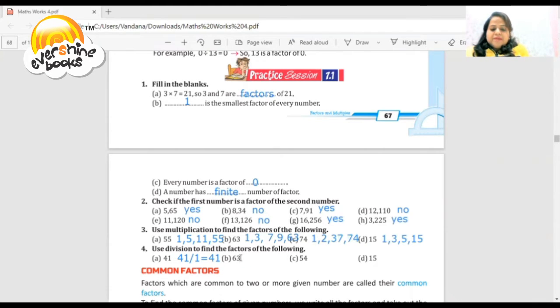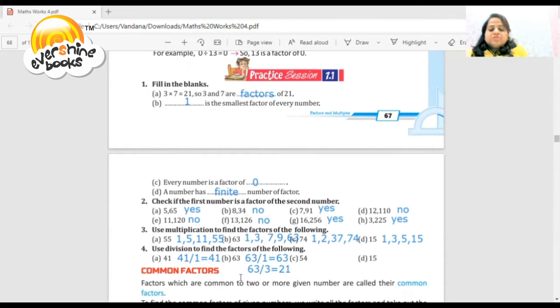Now 63. So you have to write here 63 divided by 1. So you will get the answer 63. And then write 63 divided by 3. You will get the answer 21. So this is your division method.